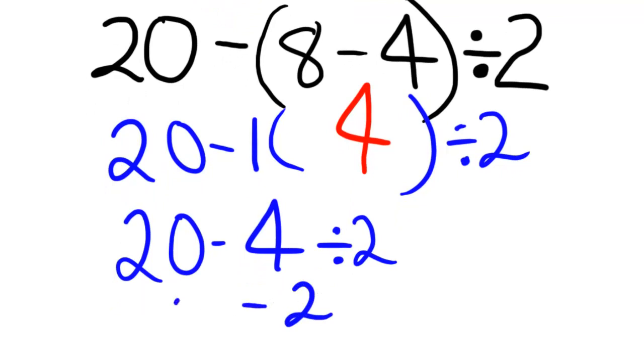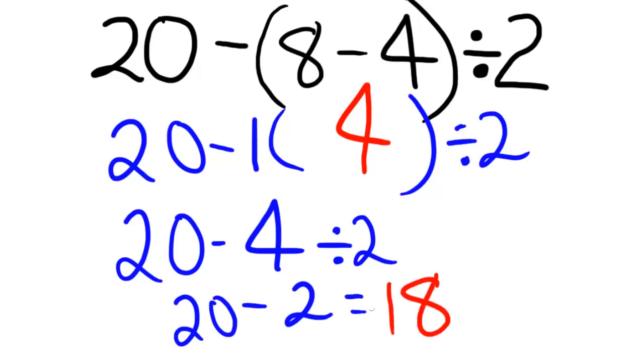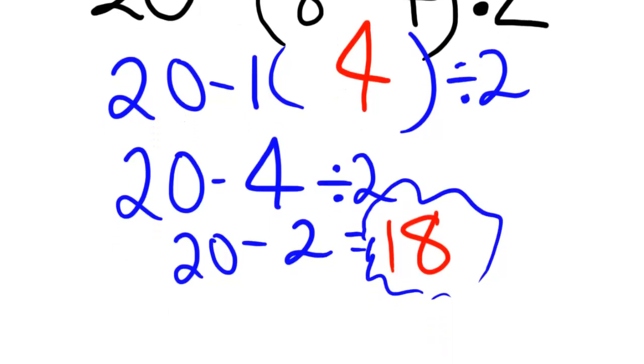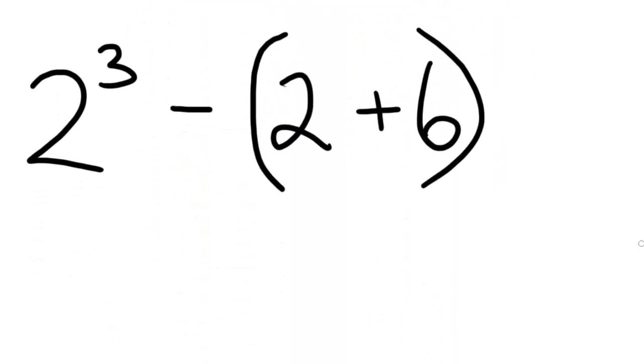We'll bring that down. Wonderful. And now what's left? 20 minus 2 is very simply 18. That was a little tricky. There's a few steps, but if you follow PEMDAS, you should be good.